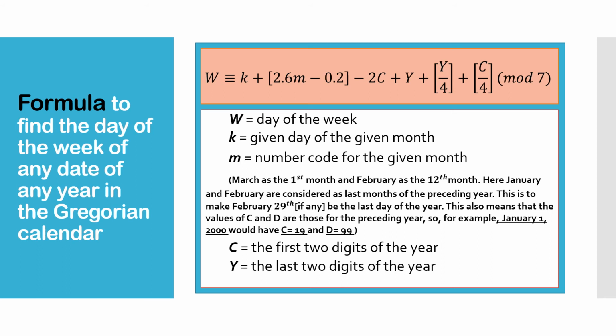Here, January and February are considered as the last months of the preceding year. This is to make February 29th, if any, be the last day of the year. This also means that the values of C and Y are those for the preceding year. So for example, January 1, 2000 would have C equals 19 and Y equals 99. And for our letter C, it stands for the first two digits of the year, and Y stands for the last two digits of the year.